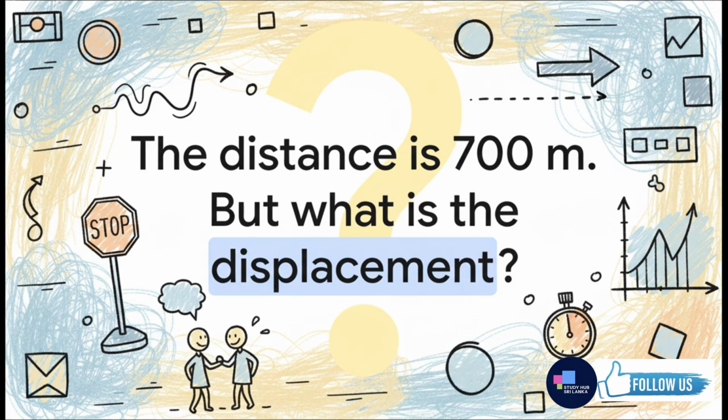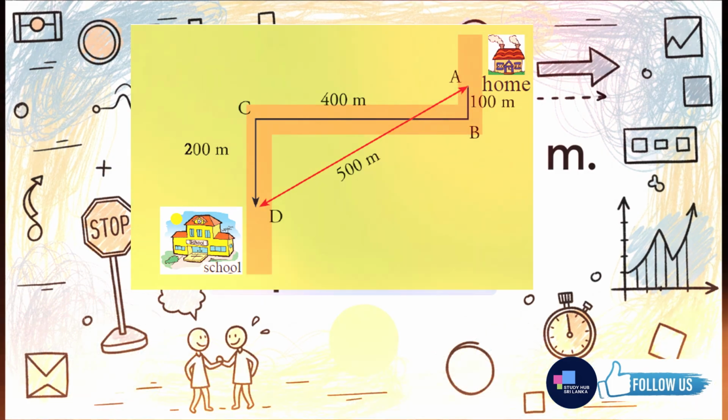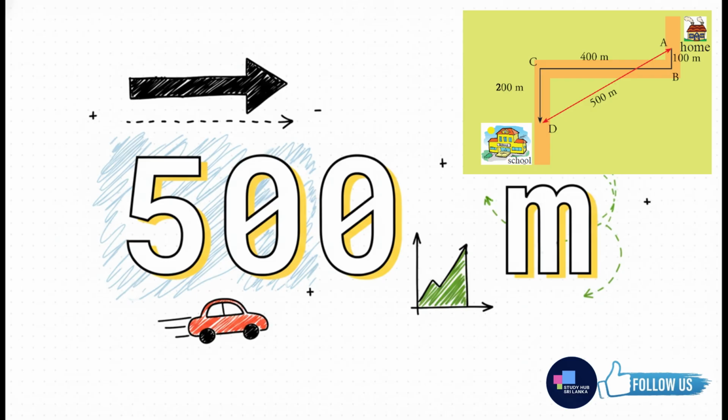But what about the displacement? Remember the definition. It's the shortest straight line distance from the start to the end. So for a moment, let's just ignore that winding path the child took. If you could fly in a straight line from home to school, how far would that be? And the answer is 500 meters.